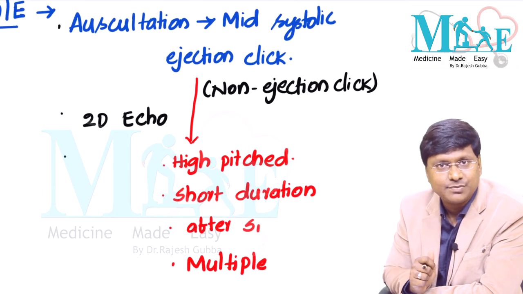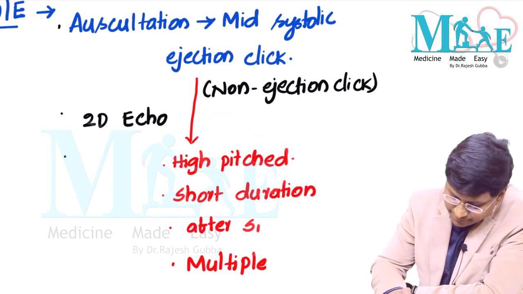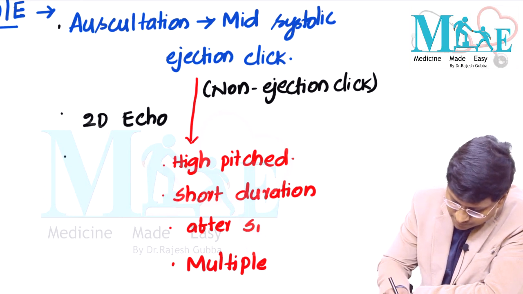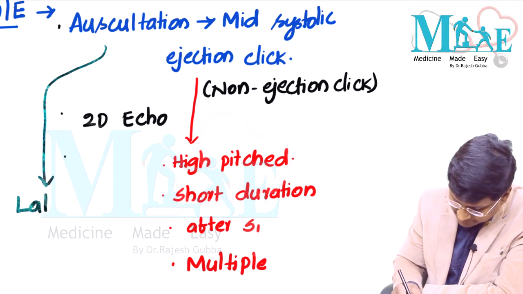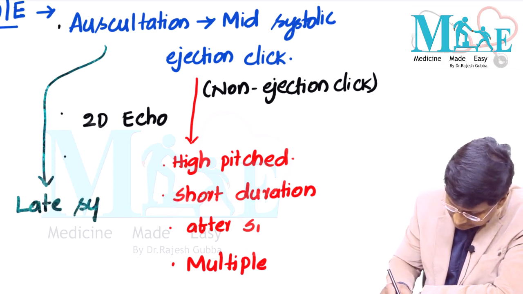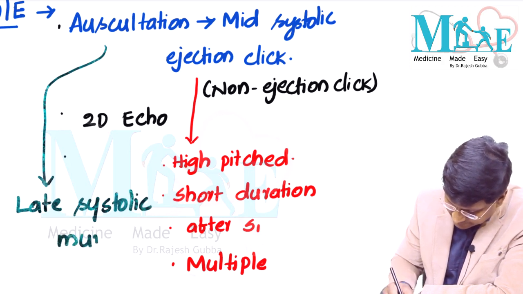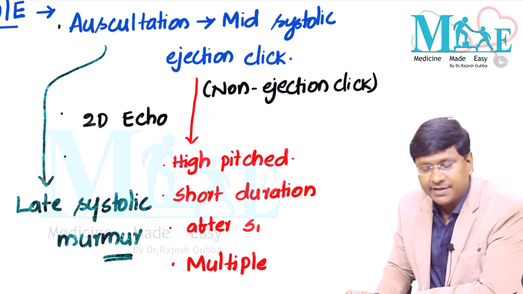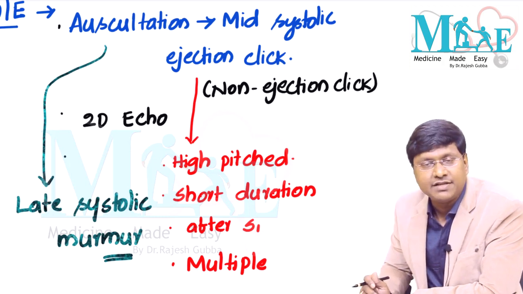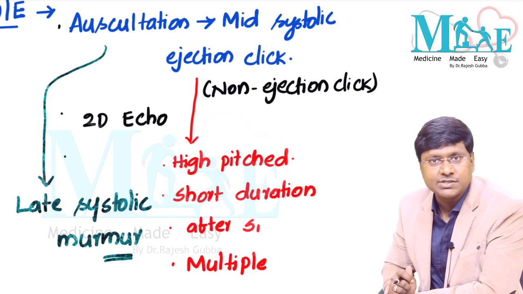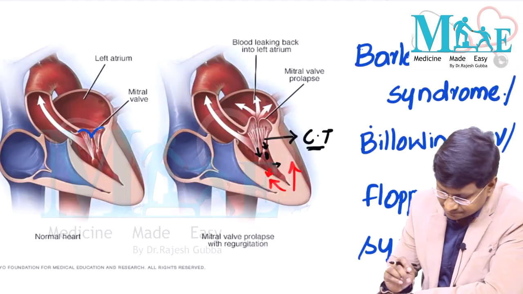Along with the clicks, the other important auscultatory finding is, in these individuals, there will also be presence of a late systolic murmur. So this will be an important auscultatory finding. One is click and the other one is the late systolic murmur. Now, let me discuss why you have that multiple clicks and why you have that late systolic murmur. Let me discuss from this image.